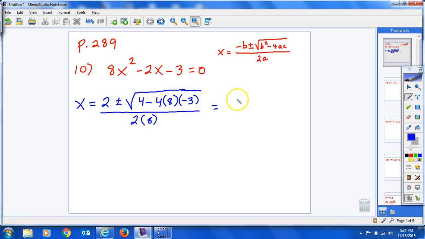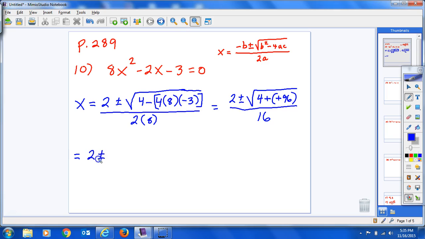Okay, so let's simplify underneath the radical to plus or minus. And remember, we always do multiplication before we do subtraction. So if we multiply these three numbers together, 4 times 8 is 32, and 32 times negative 3 is negative 96. So it's like we're subtracting negative 96 from 4. That's an area where you really have to be careful. Subtracting a negative number is really addition. Okay, so we'll just continue down here.